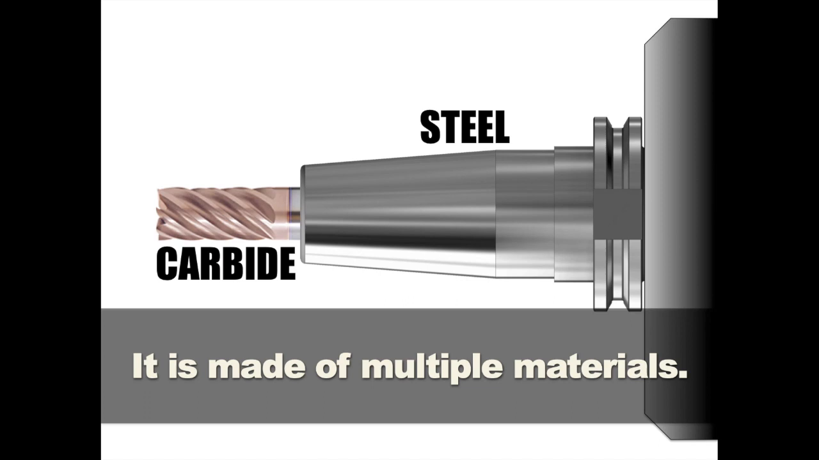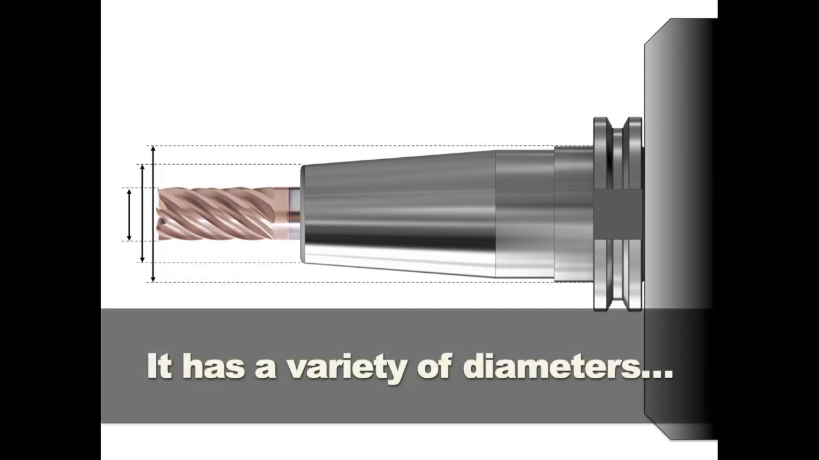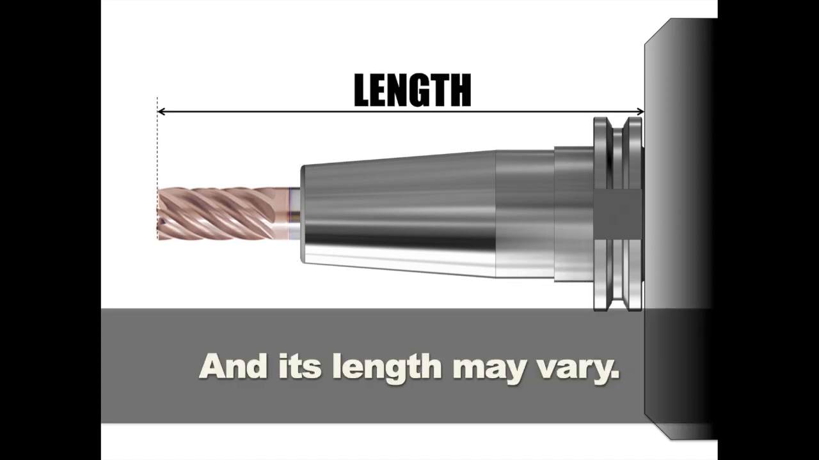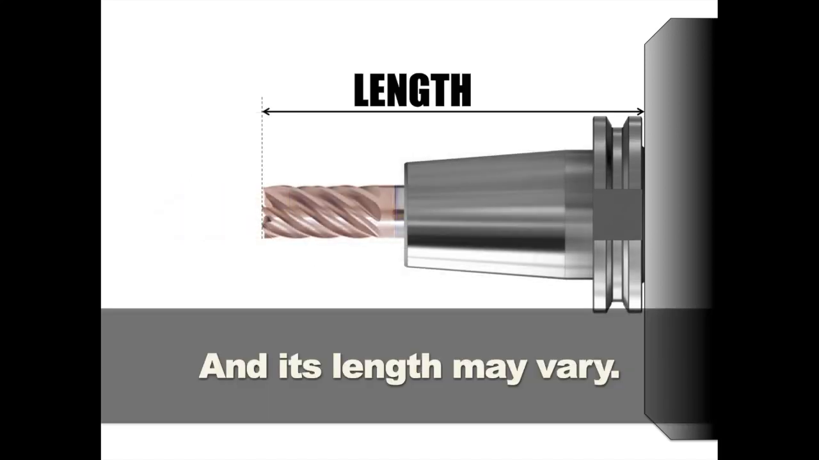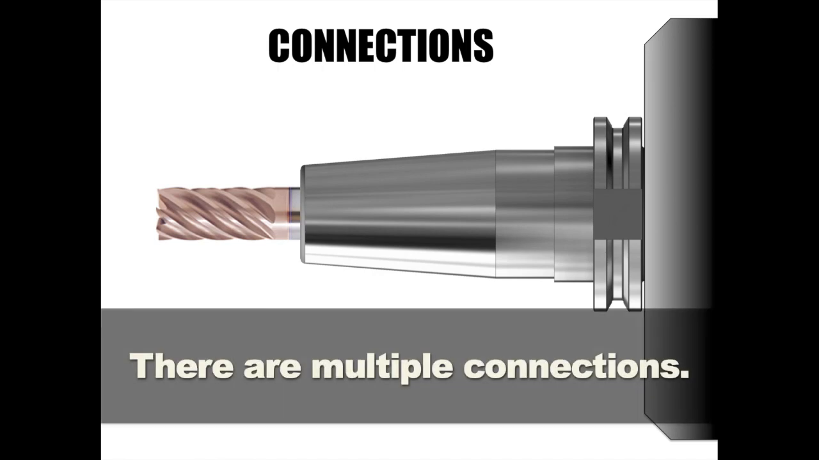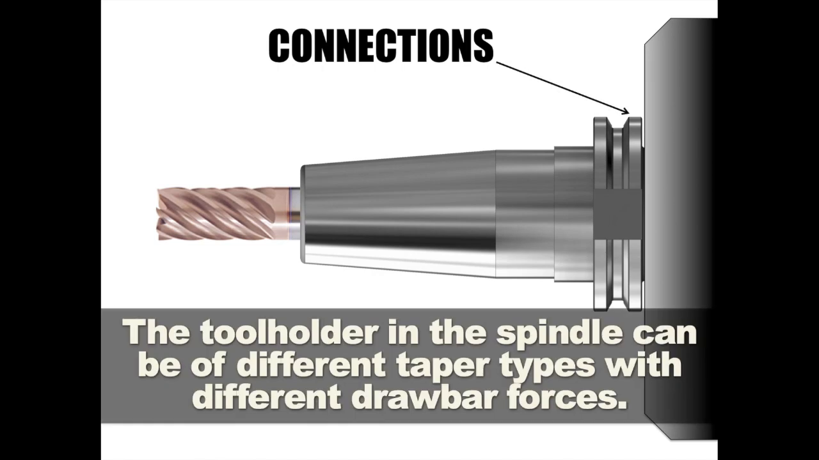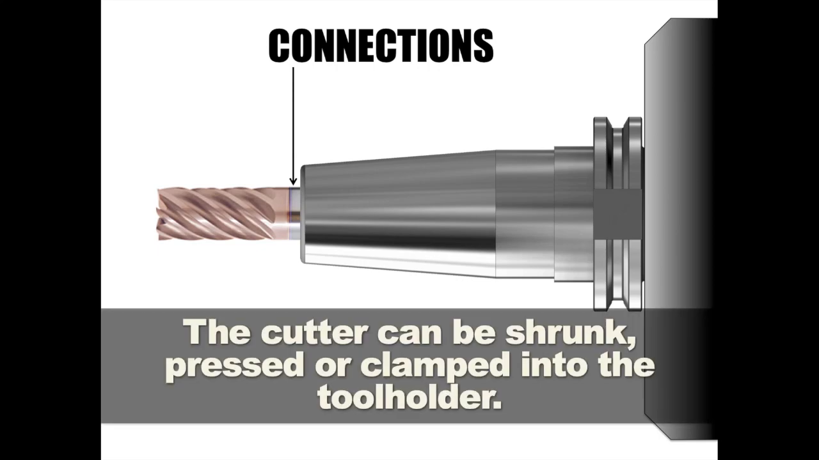It is made of multiple materials. It has a variety of diameters, and its length may vary. There are multiple connections. The tool holder in the spindle can be of different taper types, with different drawbar forces. The cutter can be shrunk, pressed or clamped into the tool holder.